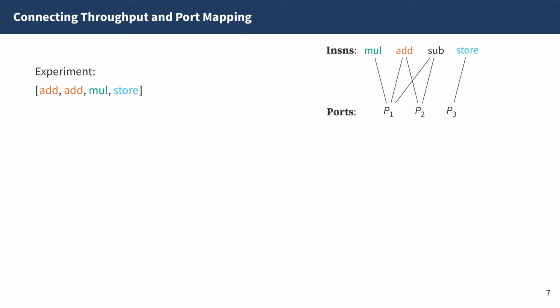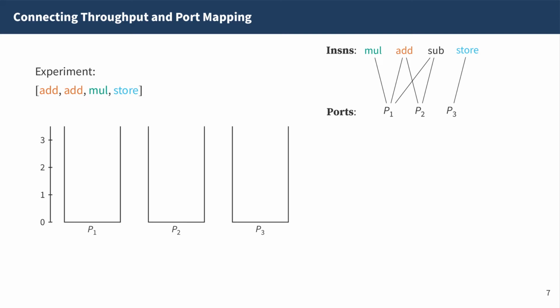Assume we want to execute an experiment without data dependencies, including two add instructions, a mul instruction, and a store instruction on a processor with a displayed port mapping. For simplicity, we assume that each instruction is executed as one micro-op. To see how this experiment is executed, we distribute the instructions according to the port mapping to the ports, represented by these buckets. An execution of the experiment could proceed like this.